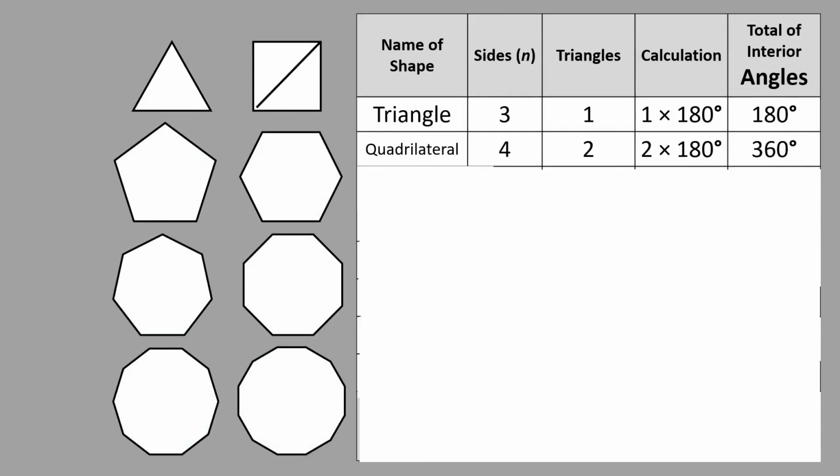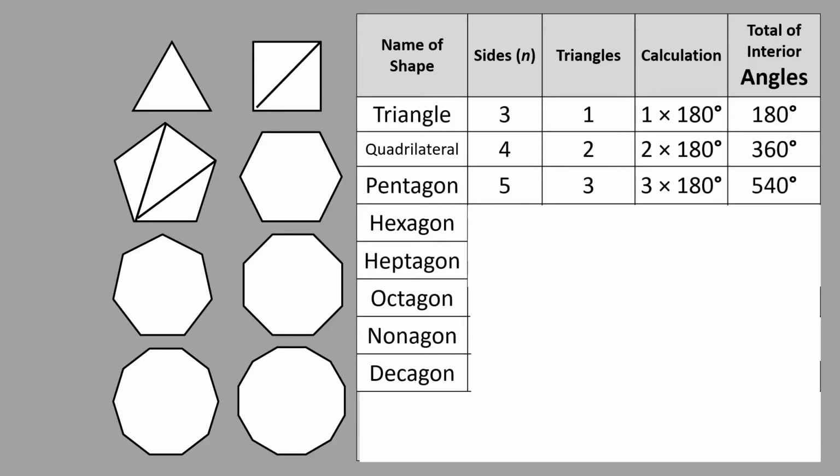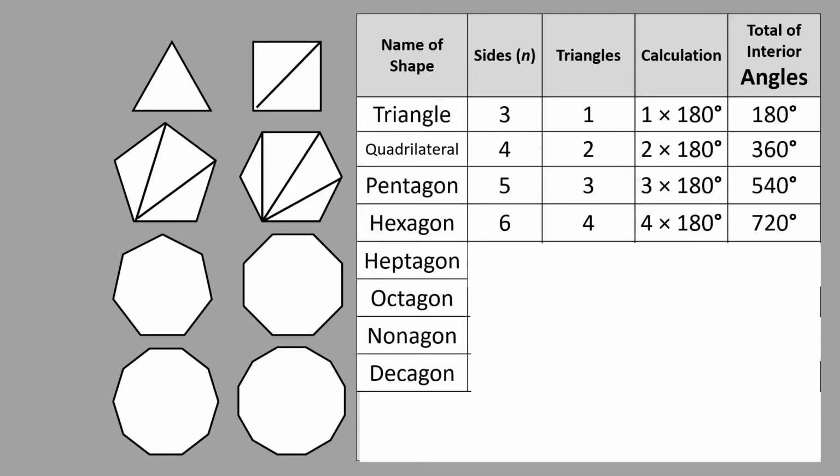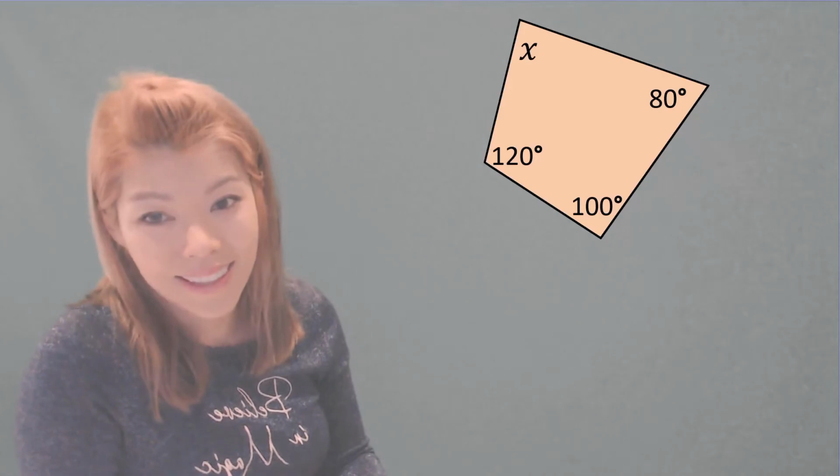Now let's look at more shapes and see if we can find a pattern. For pentagons or shapes with 5 sides, we have 3 triangles, which means the total of interior angles is 540 degrees. A hexagon, which has 6 sides, can be cut up into 4 triangles. In other words, the total of the angles is 720 degrees. So for any polygon, we can figure out the sum of the angles by taking n, the number of sides, minus 2 times 180. Let's calculate a few more angles.